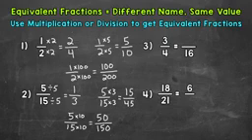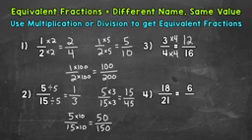Well, we know that 4 times 4 equals 16. So let's do the same exact thing to the numerator. 3 times 4 gives us 12. So 12 is our missing number there. 12/16 is equivalent to 3/4.